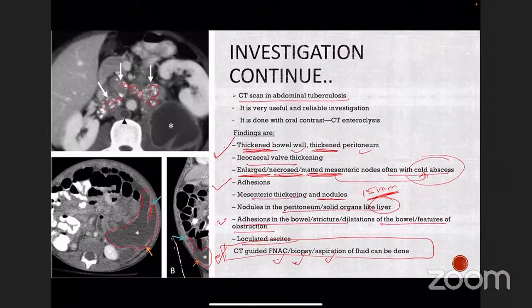This is the aorta, this is the inferior vena cava. This is a multiple collection in the pancreas, most probably. This is pancreatic tissue, right? So pancreatic tuberculosis can be there. This is ascitic fluid inside. You can take a biopsy from this and this side.